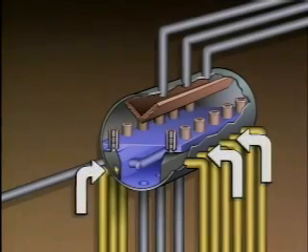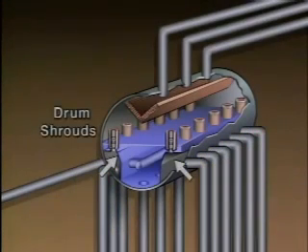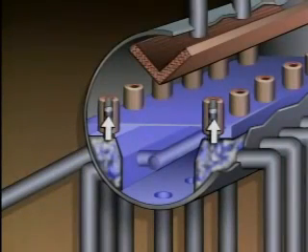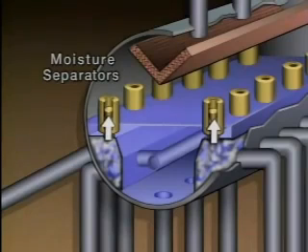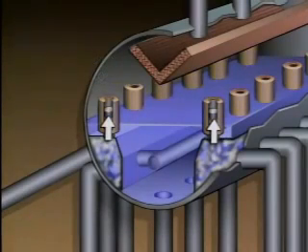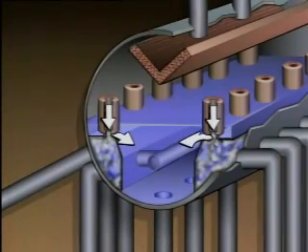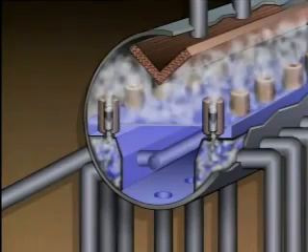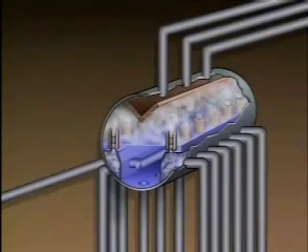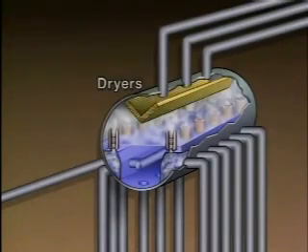In this example, the mixture of water and steam that returns to the drum from the water walls is directed against baffles called drum shrouds that run the length of the drum. The shrouds direct the mixture of water and steam into moisture separators, which are located at the top of the shrouds. The moisture separators separate the water from the steam. The water falls into the lower part of the drum, where it mixes with the feed water. The steam rises into the upper part of the drum. The steam could still have some water mixed in with it. So in this example, it is sent through dryers, which are located in the top of the drum. The dryers remove as much water as possible before the steam leaves the drum.